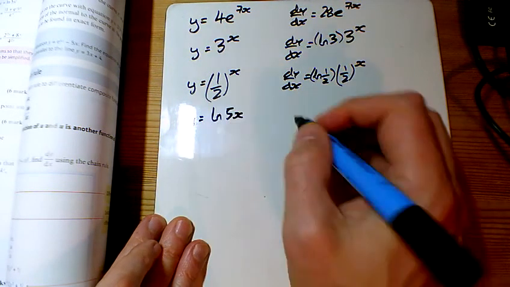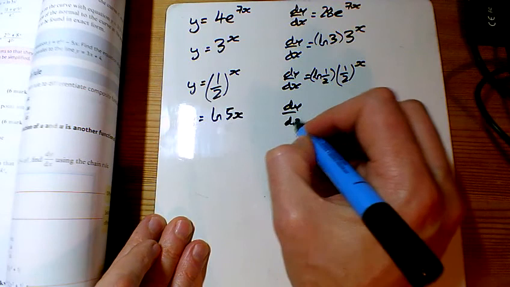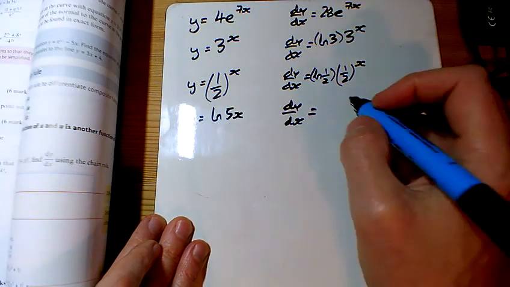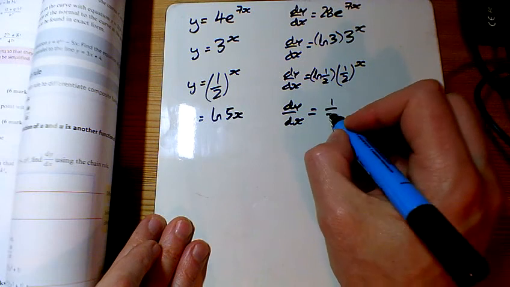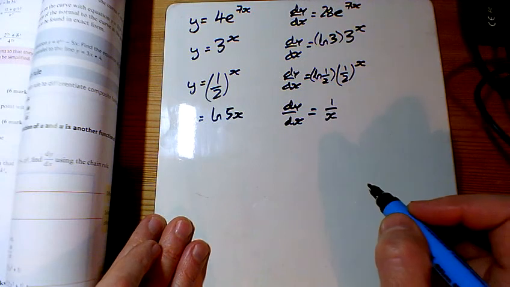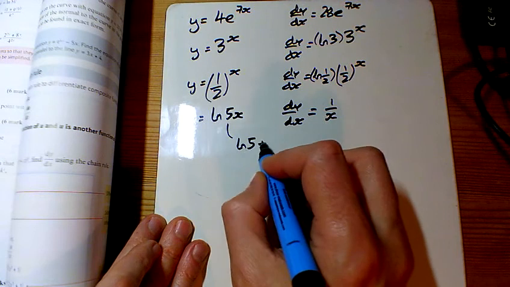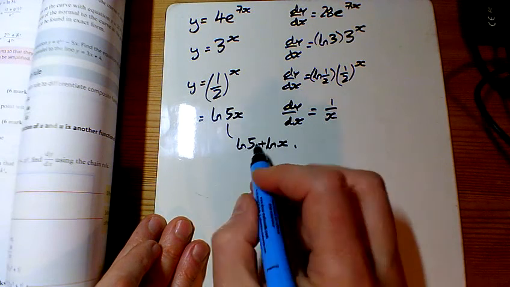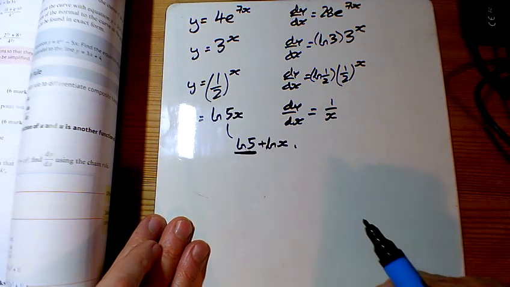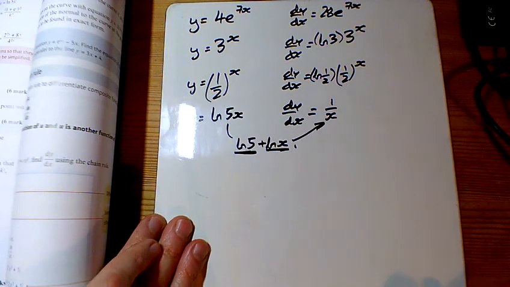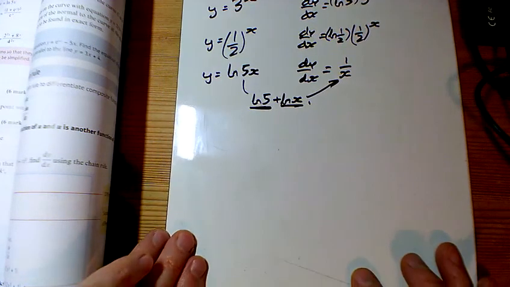Now the ln of 5. So dy by dx for this one here. A lot of people are going to make a mistake of this and think it's 1 over 5x, but it's not. It's 1 over x. The reason for that is that this could be split up into ln 5 plus ln x. When you differentiate ln 5, it's just a number, so it disappears. Ln x goes to 1 over x.